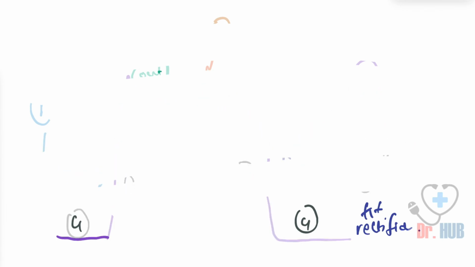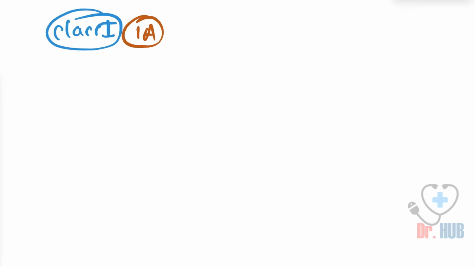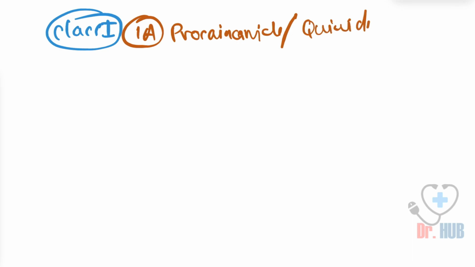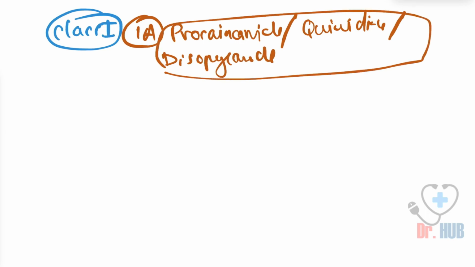Now we are going to go in detail about the classes, the examples, the mechanism as well as the role on the action potential. So now we are going to start with class 1. What is class 1? We have class 1A. The examples of 1A include procainamide, quinidine as well as disopyramide. So what is the mechanism of action of these drugs?